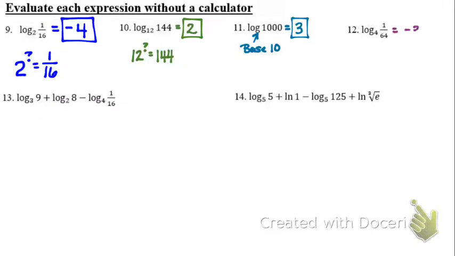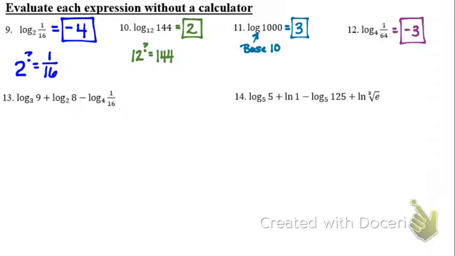-3. Beautiful. 13 and 14 are at the top of the backside of this. We're going to evaluate these without a calculator, and then we will do the sum or difference.